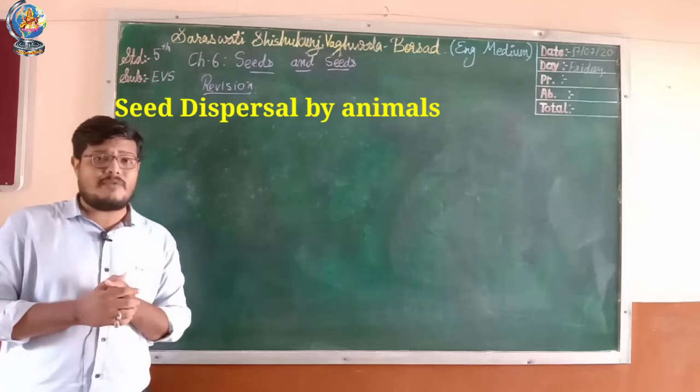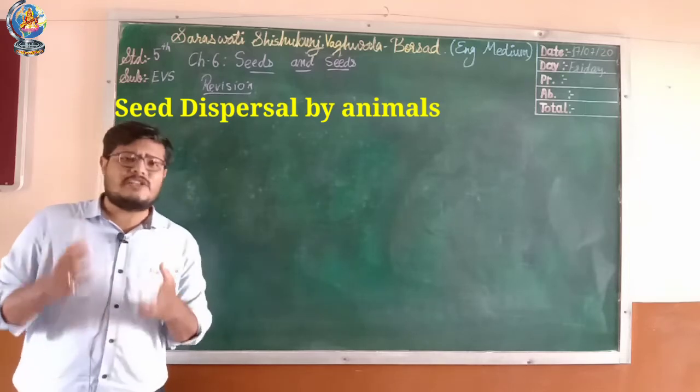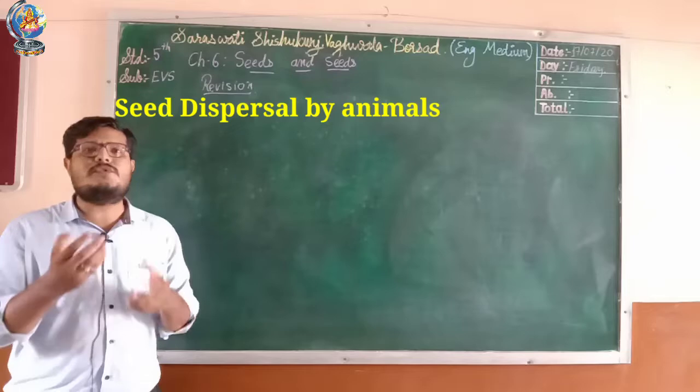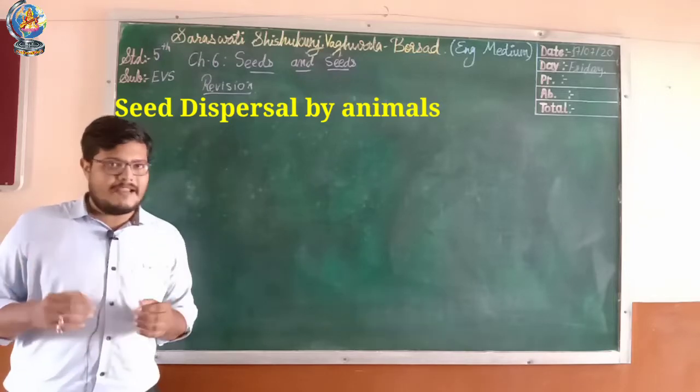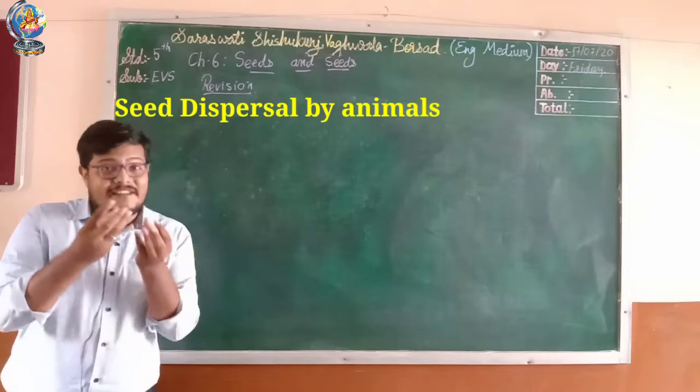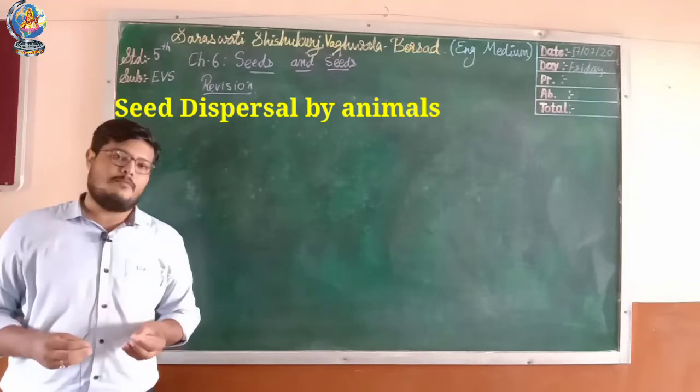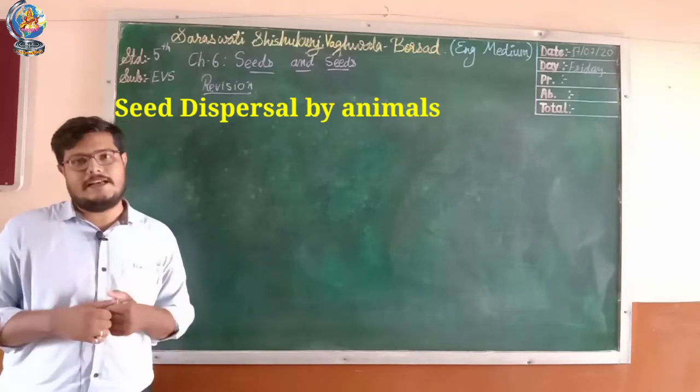Secondly, we can talk about animals like squirrels and mice. They eat fruits with their seeds, and then they move around, right? They are not staying in one place, and they leave those seeds as waste from their body. So this is how they help in seed dispersal.